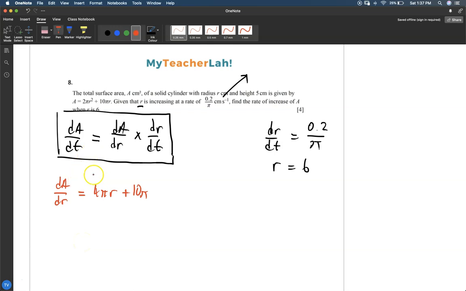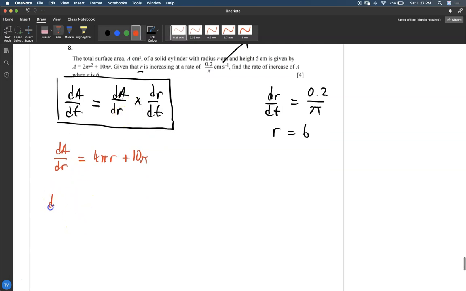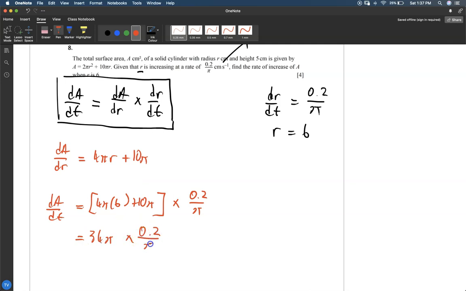Once we have this, we just need to put it into this equation and solve the problem. So again, dA over dt equals dA over dr, which is 4 pi, and I'm going to change the r into 6, plus 10 pi, multiplied by our rate, which is dr over dt, 0.2 over pi. Simplifying, I'm going to get 34 pi times 0.2 over pi. Do you notice that if you maintain the pi, it will just cancel off quite easily and you'll get the exact value that you're supposed to get, which is 6.8.